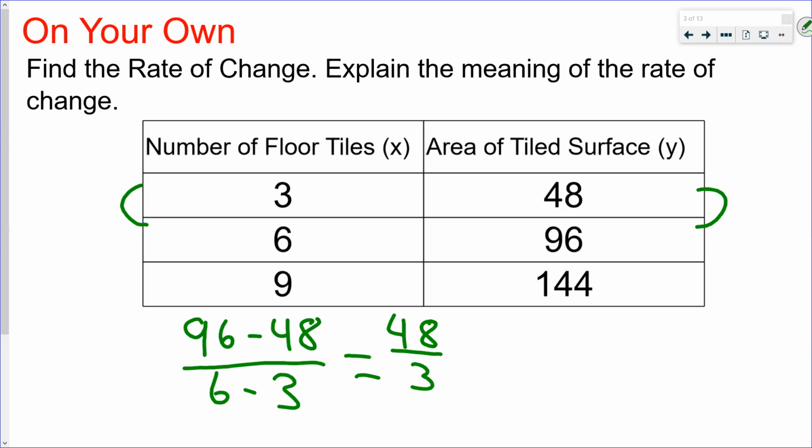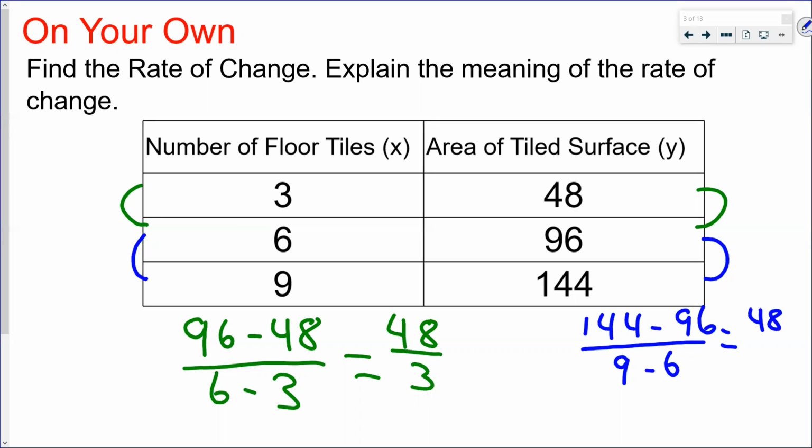Now to double check to make sure this works the same, you can do the same thing here. Let's do 144 minus 96 over 9 minus 6. And when we do that, 144 minus 96 is 48. 9 minus 6 is 3. So our rate of change is 48 to 3. And I know you're like, but Mr. Harris, we have that. We have 48 over 3 here.